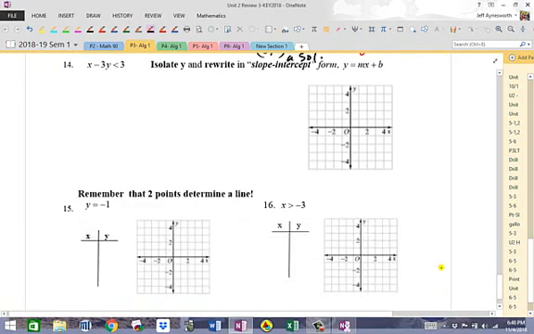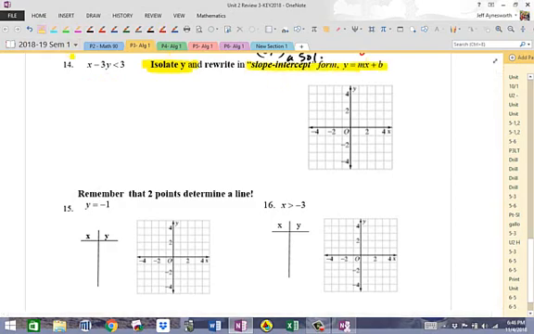Okay, let's continue here and finish this review on linear functions and linear inequalities. Number 14 here, we have an inequality in standard form, and there are two different ways you can do this. You can do the intercept method, or you can isolate y. For the purposes of video, I'm going to isolate y and get it into slope-intercept form.